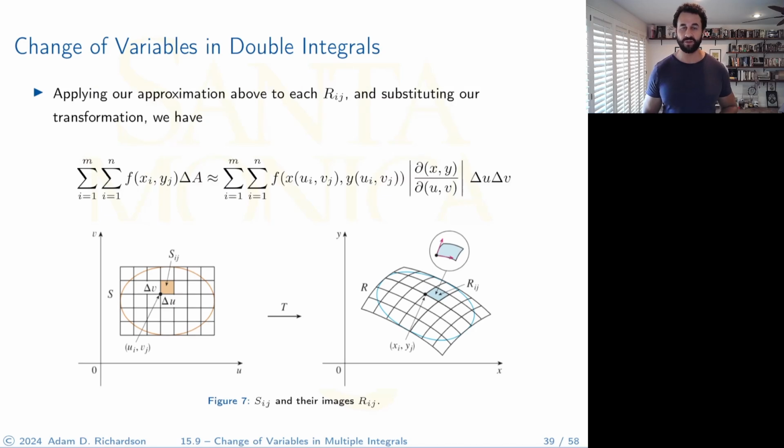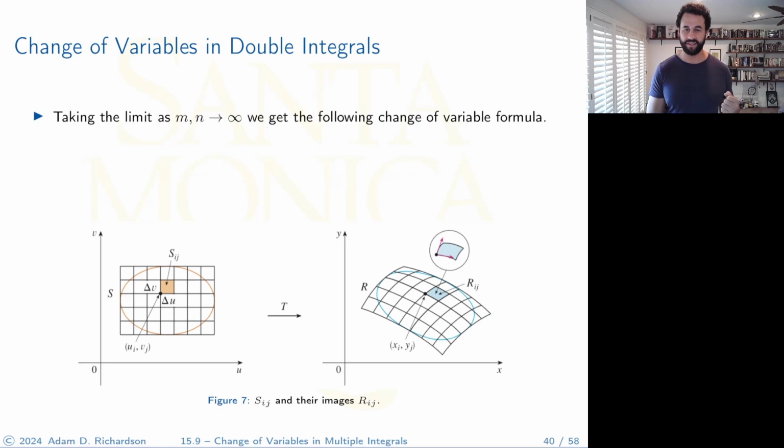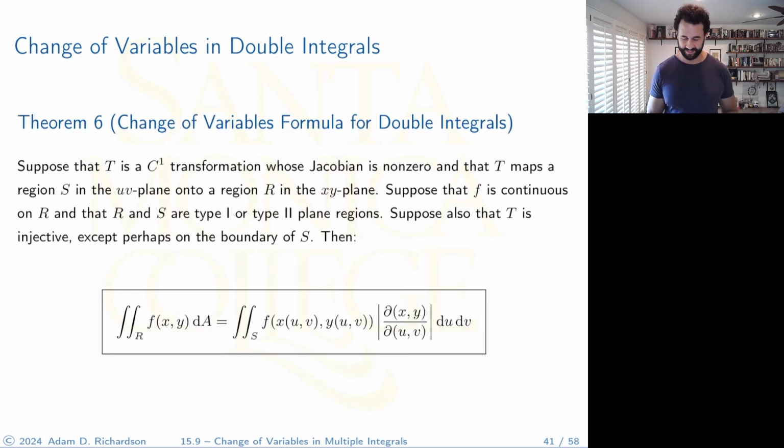Now we apply that approximation to each one of these little image patches. By using the approximation and substituting it in, we get this double Riemann sum. But remember, x and y are in terms of u and v. And what is delta A? It's approximately this, based on the parallelogram approximation. There we go. Maybe now you can see what's going to happen at the end. Taking the limit as m and n go to infinity, we get the following change of variable formula for double integrals. Here it is. Woof.